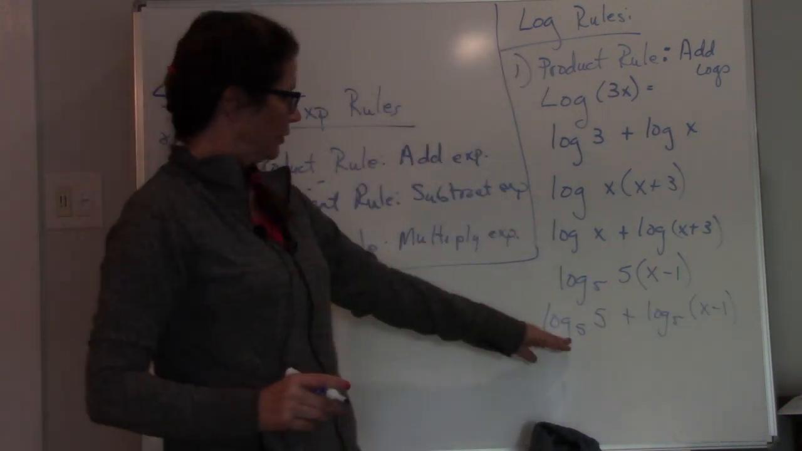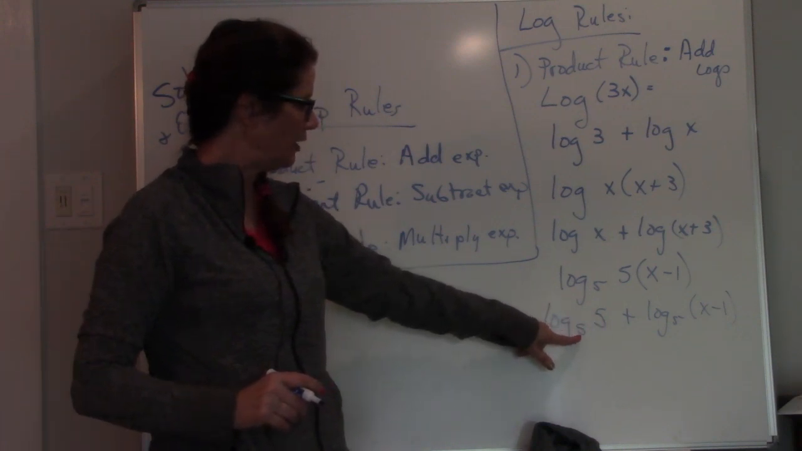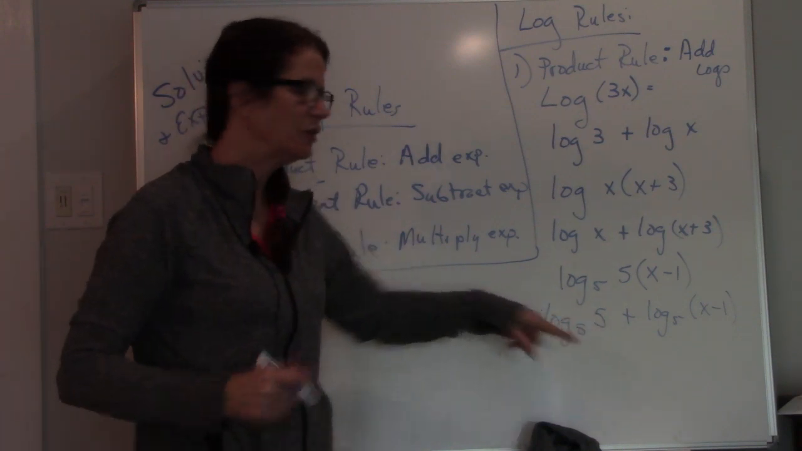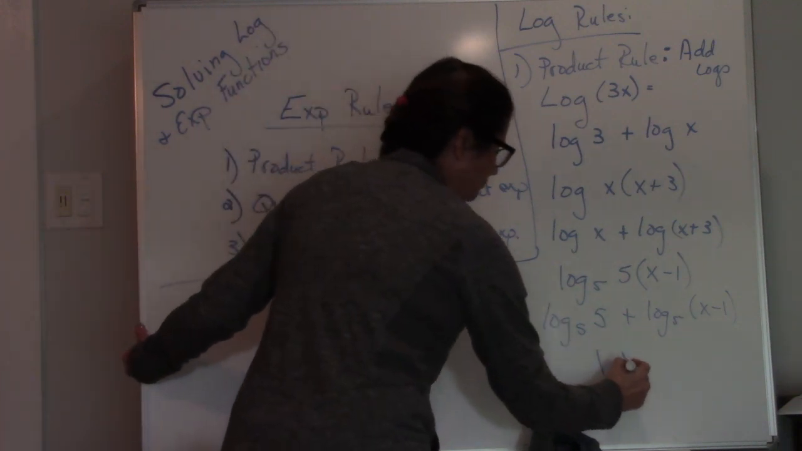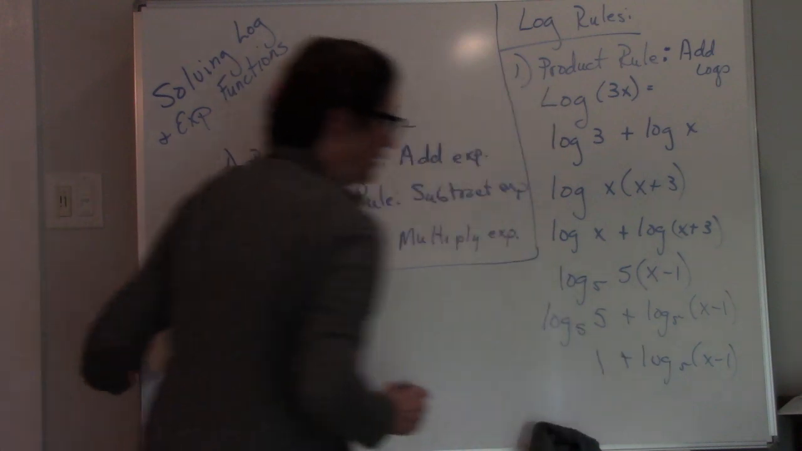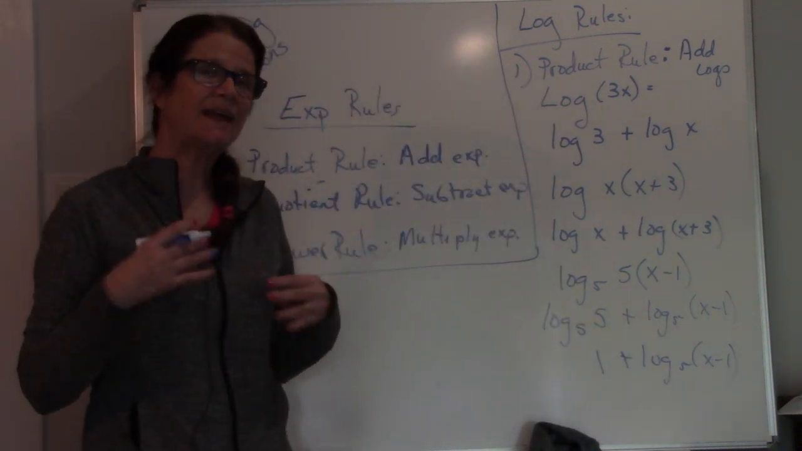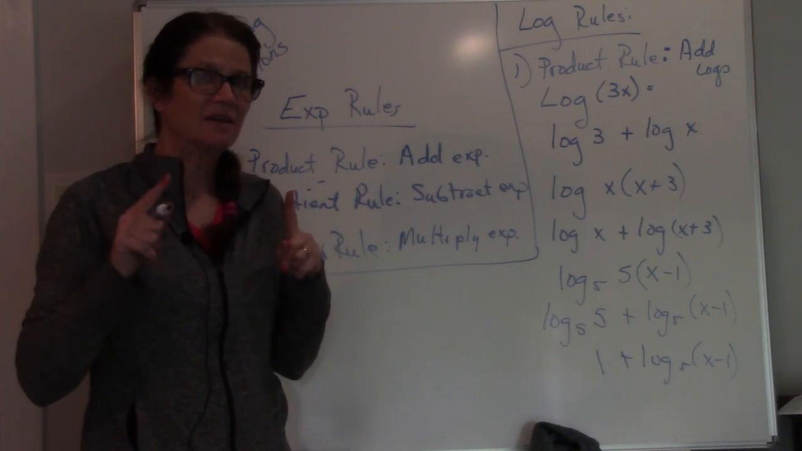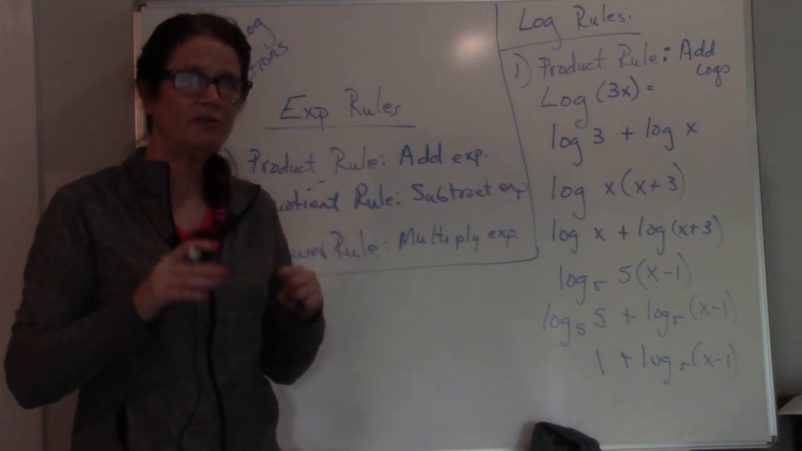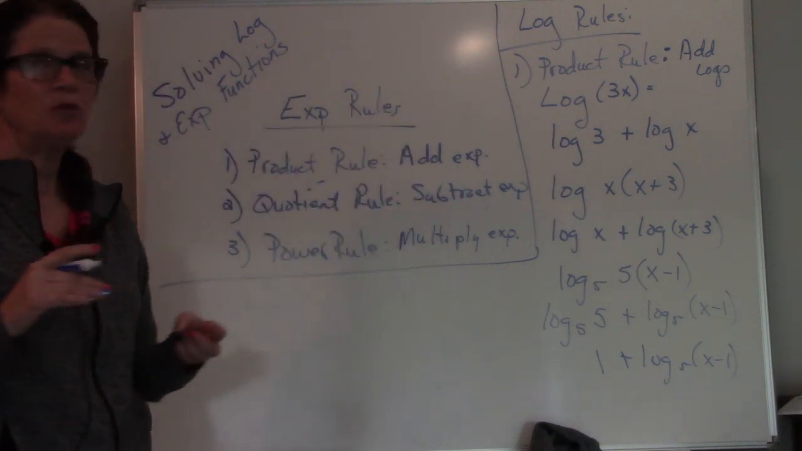Well, remember, log base 5 of 5. This is saying what's the exponent on 5 that gives me 5? Well, that is 1. So I can simplify this in this format. All right, now, there is no equal sign, which means I can't solve for x yet. The only time you have to solve for x is when there's an equal sign. So this is an example of the product rule.